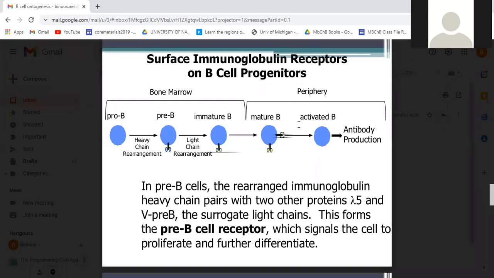So in pre-B cells, the rearranged immunoglobulin heavy chain, as we have talked about, pairs with other proteins like the mu and the pre-B proteins, which are the surrogate light chain markers. And this forms the pre-B cell receptor, which we have talked about as the native B cell receptor that begins to appear on the surface of the B cell. And this always signals that the cell needs to proliferate or move further to another stage. Next slide, please.